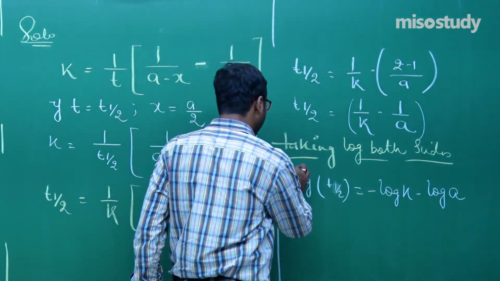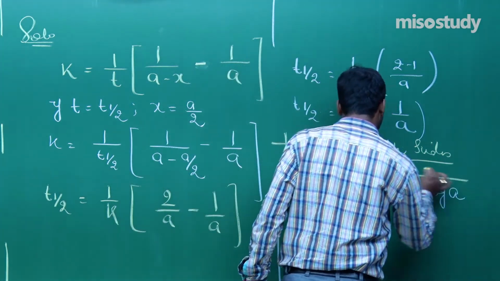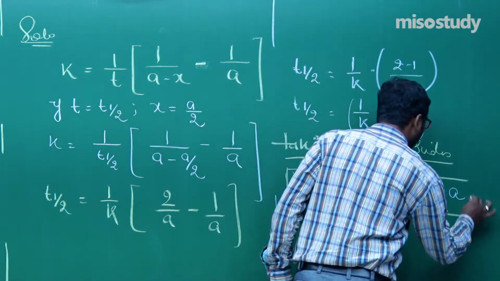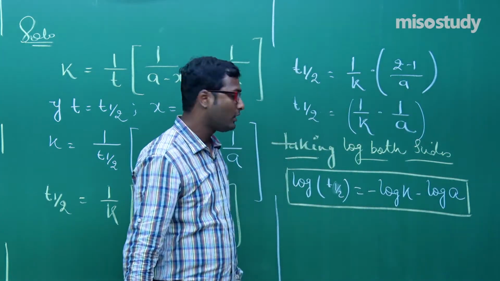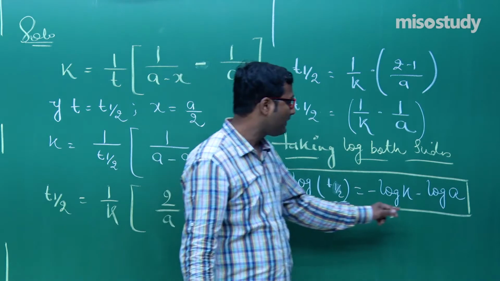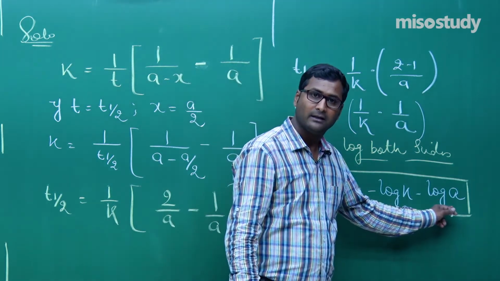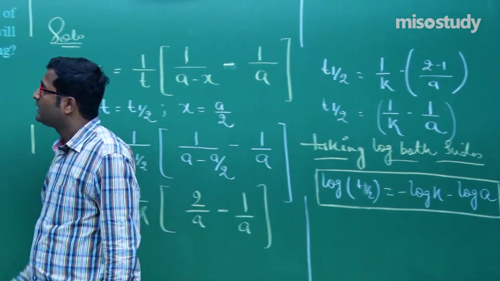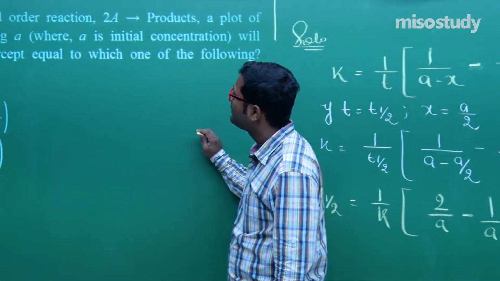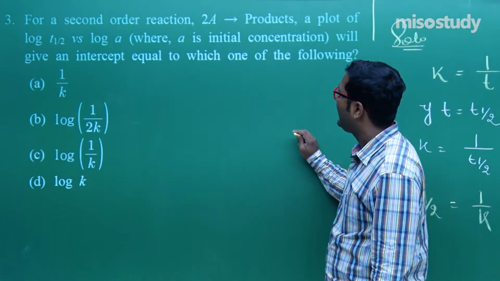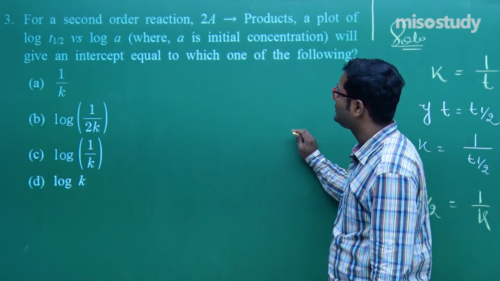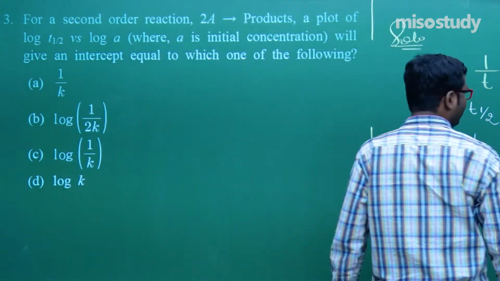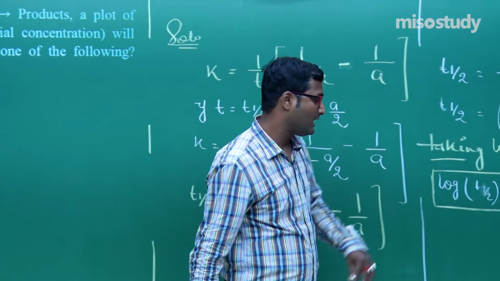And now according to the question, what is given here? If we draw the graph between log t half and log a, I am moving here. Check it out. That is log t half versus log a, where a is the initial concentration, and we have to find the intercept. Now listen carefully.